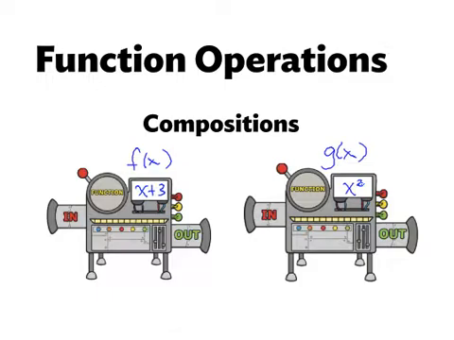A composition of functions means we're going to choose some input, perhaps it's 3, and we put it into our first function and we get some output. In this case we would get 6. But then we take that output and we plug it into the next function machine and get a second output. In this case, 6 squared would give us 36. That, in essence, is a function composition, where we're combining two together.